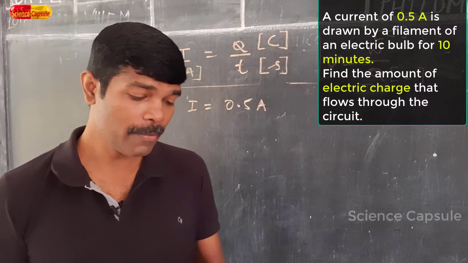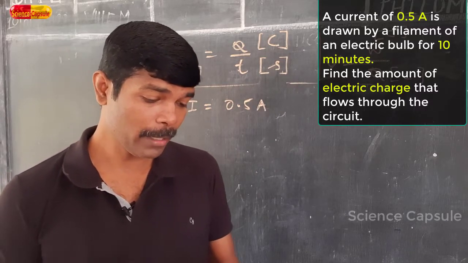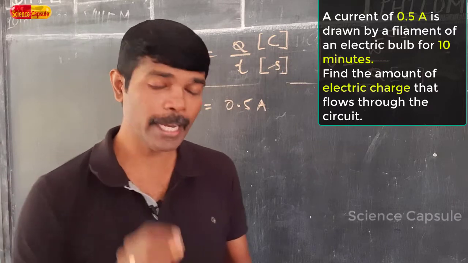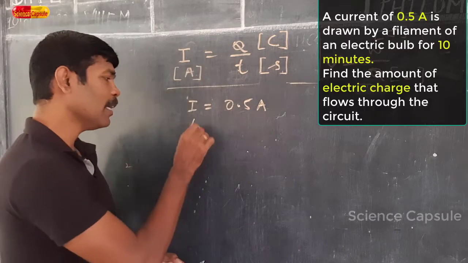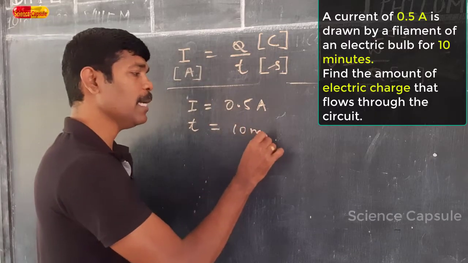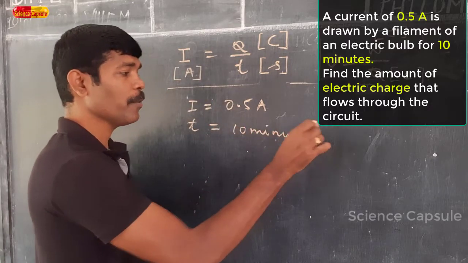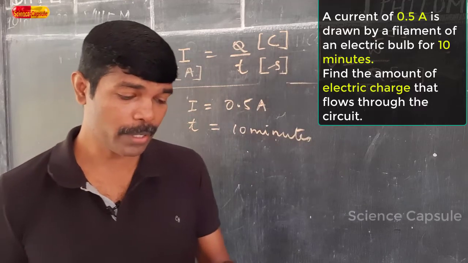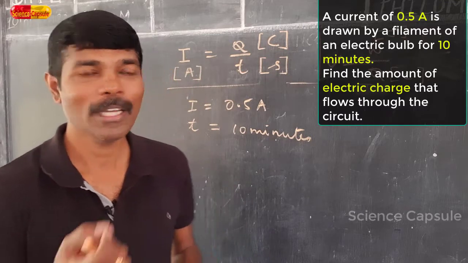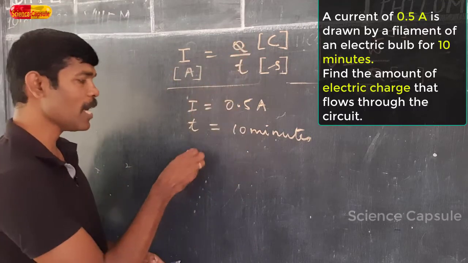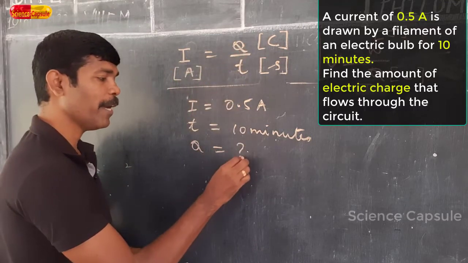Then, second, what is given here? Filament of an electric bulb for 10 minutes. What is 10 minutes? Minutes is the time. So time is given: time is equal to 10 minutes. Right? According to the question, find the amount of electric charge. Electric charge here is Q. Q you have to find.